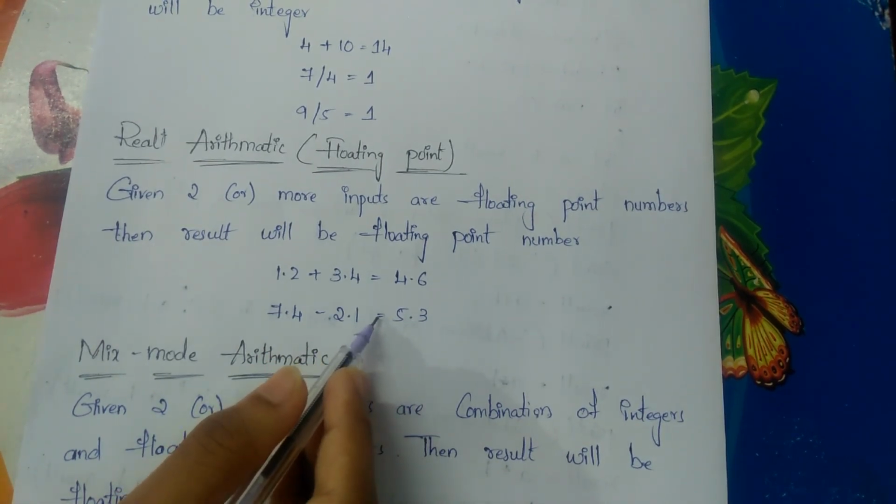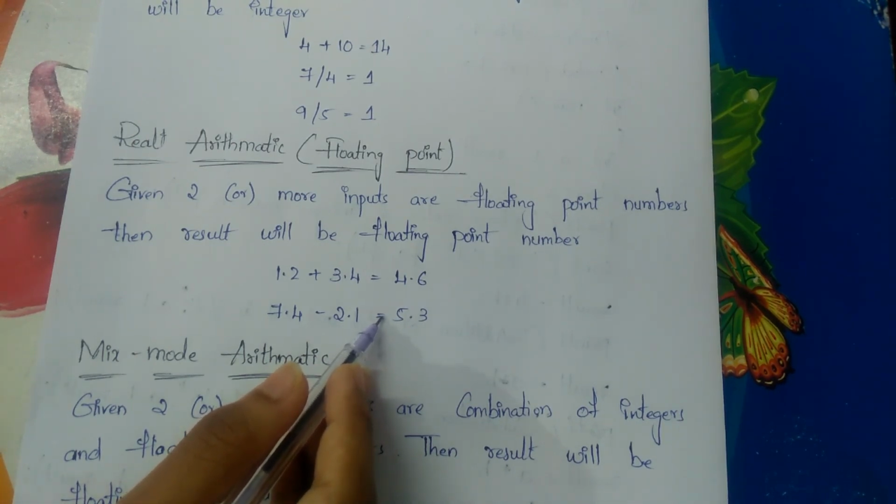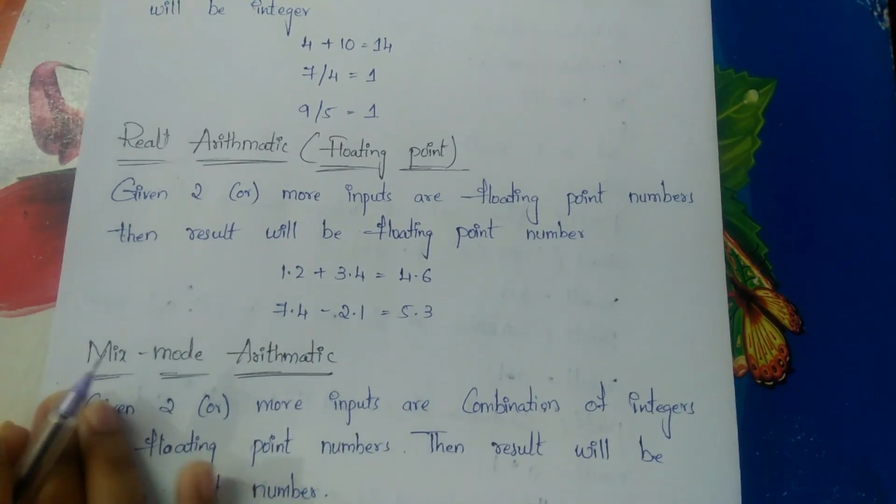So real arithmetic is nothing but whenever the given two or more inputs are floating point numbers, then the result will also be a floating point number. So this is real arithmetic.